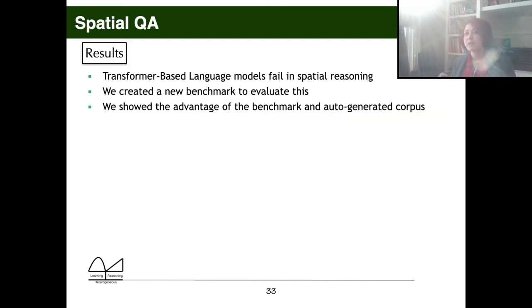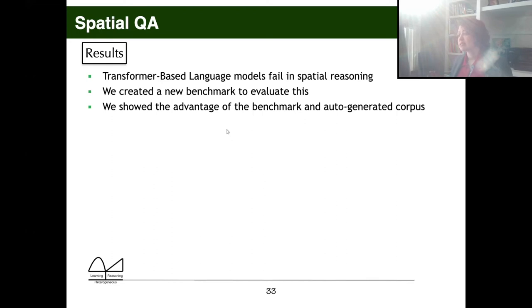So the result that we had was that transformer-based language models are actually kind of failing in our evaluation. They failed to do spatial reasoning. But this benchmark is created to evaluate that. And also we show that this auto-generated corpus can be helpful. So this is back to my point that I made: creating annotated data is hard, but if we have a way to generate this annotated data automatically and use it for supervision, that will be great.